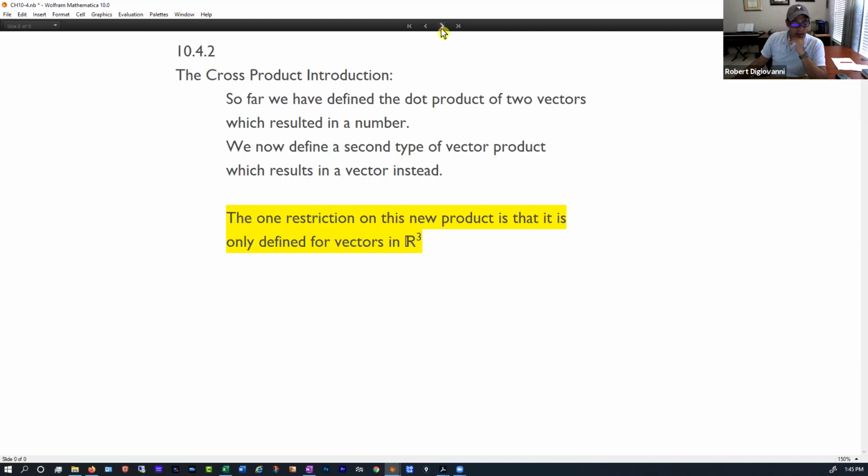We know that dot products give us a number, and we can take the dot product between any two vectors. Now, with the cross product, there is a catch. We can only do cross products of vectors that are three-dimensional. If you have two-dimensional vectors, you cannot do a cross product. It's only defined for R3, in three-dimensional space. Later on, we'll see that there's a workaround, a way to get around it, but for now, for the beginning, let's just say it's only defined in R3.